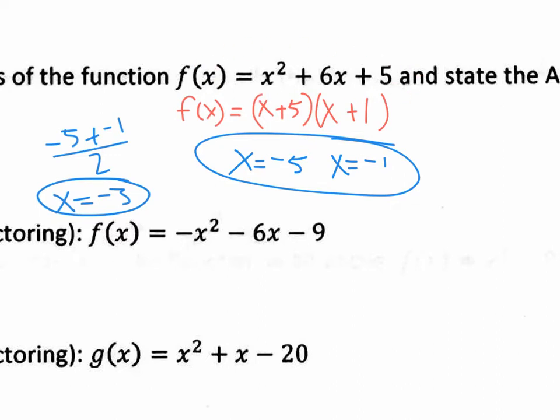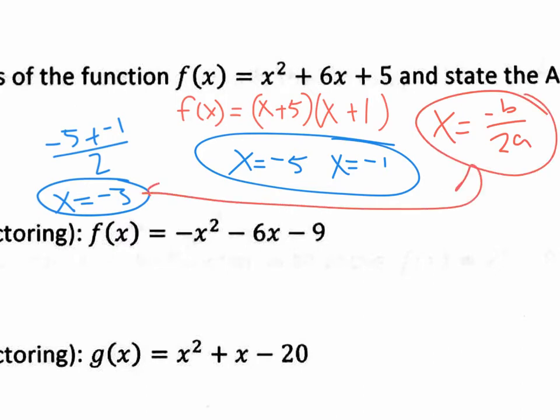Now let's say you get totally blanked out. You forget how to find the axis of symmetry when it's in intercept form. You could always go back to x equals negative b over 2a. So you could also go negative b over 2 times a, and that'll still give you the same exact value as the negative 3.